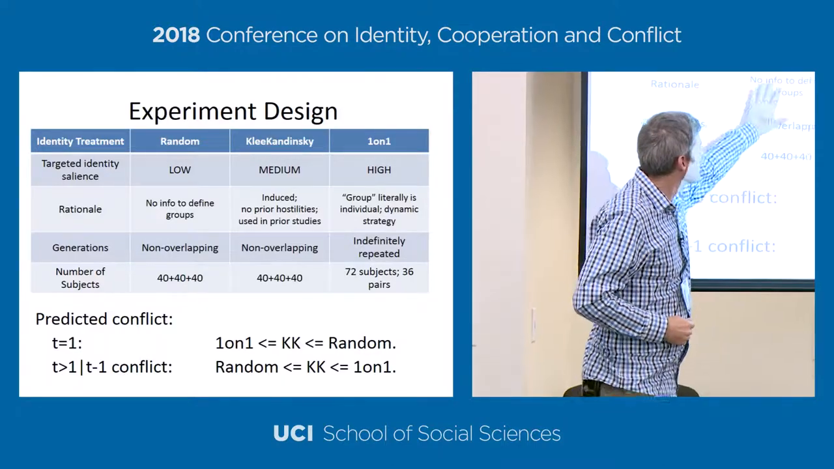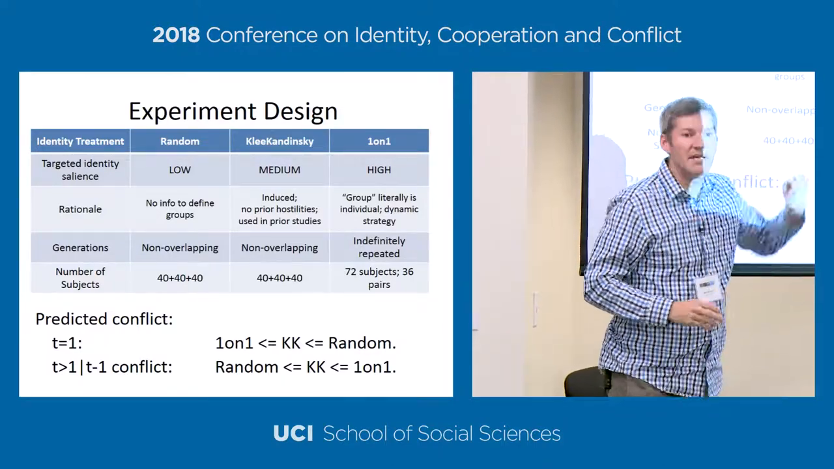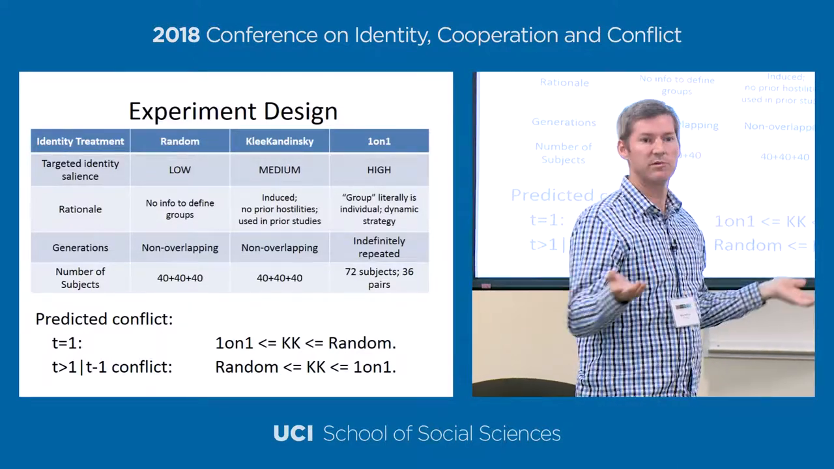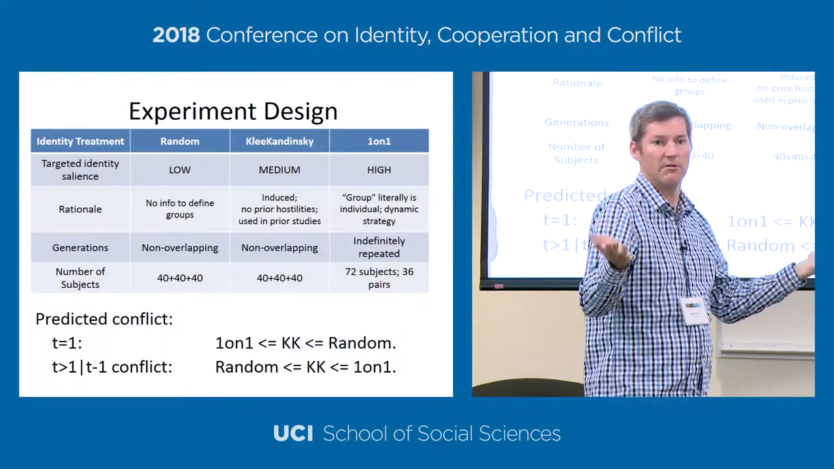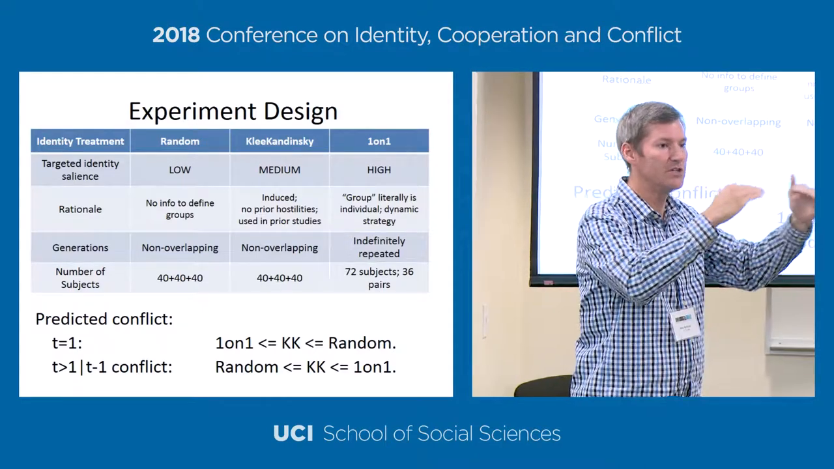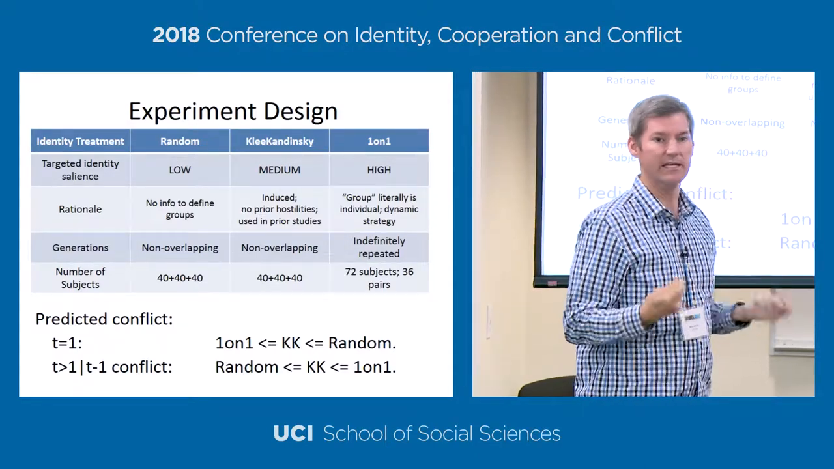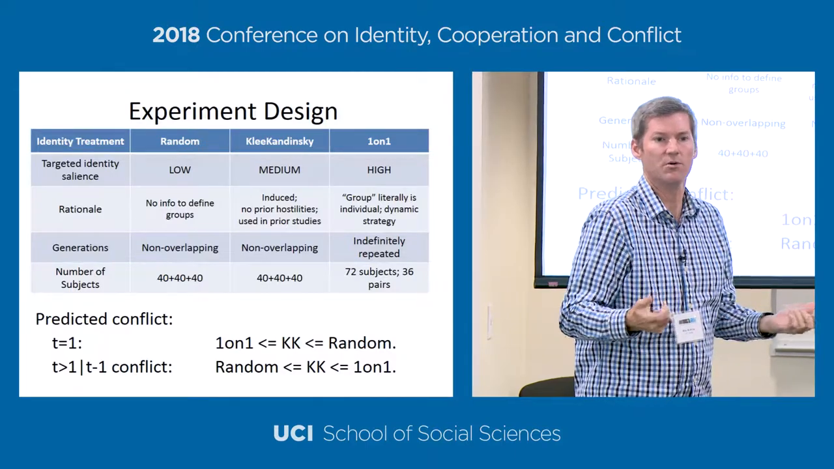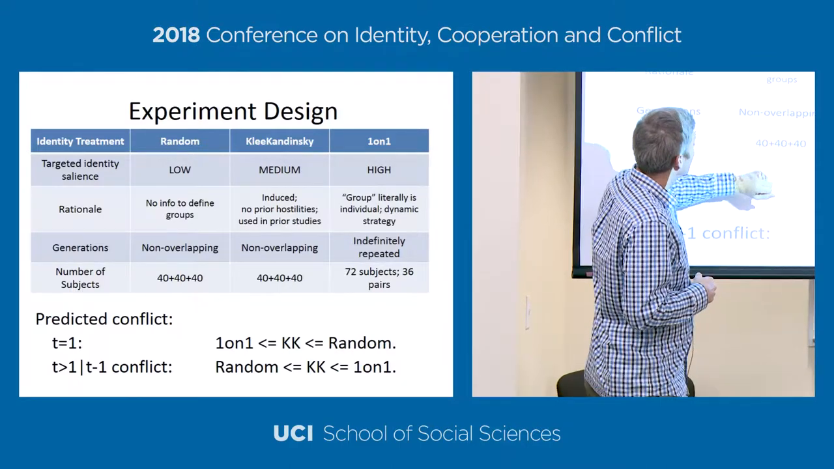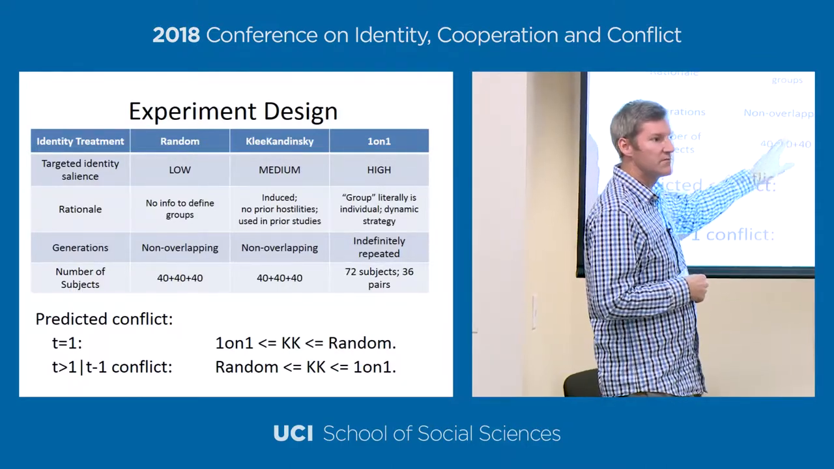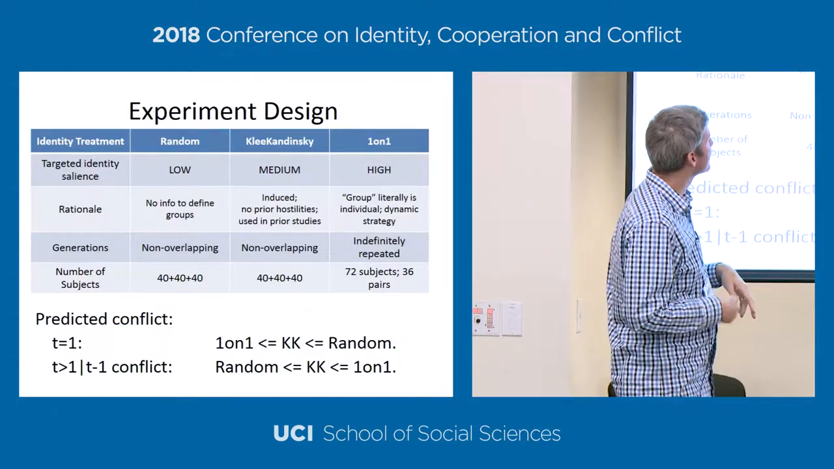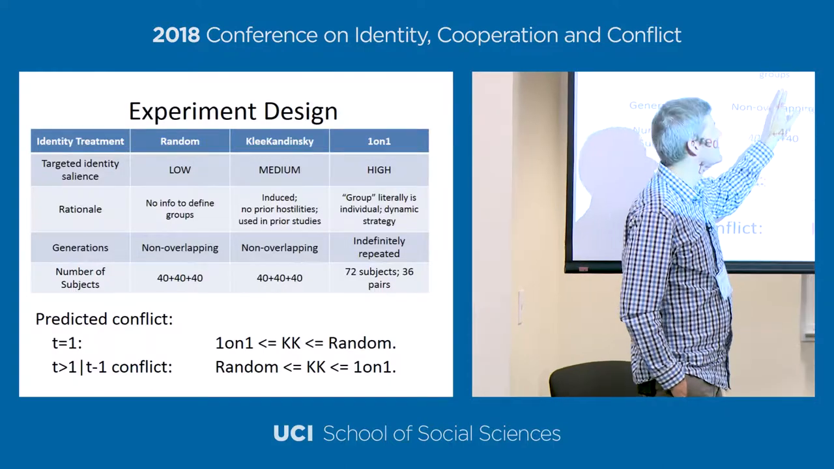In this first treatment condition, they reveal their preferences over these paintings, and then they're just randomly placed into groups, and they don't know it. They're just told that they're put in these groups, and then the generations happen. So there's no identity that we're trying to prime, no sense of identity in that treatment. And we have 40 subjects in the first, 40 in the second generation, 40 in the third generation. So we think this is the low identity setting.